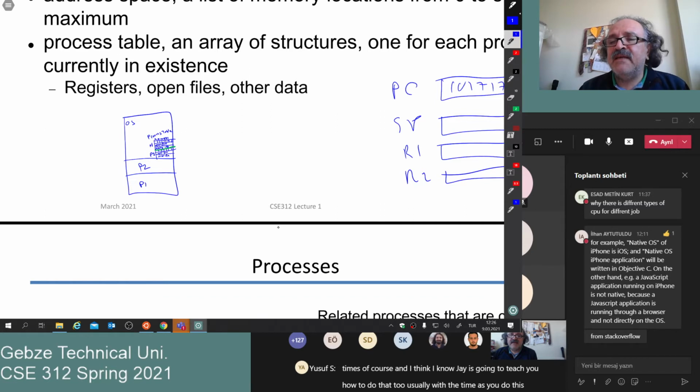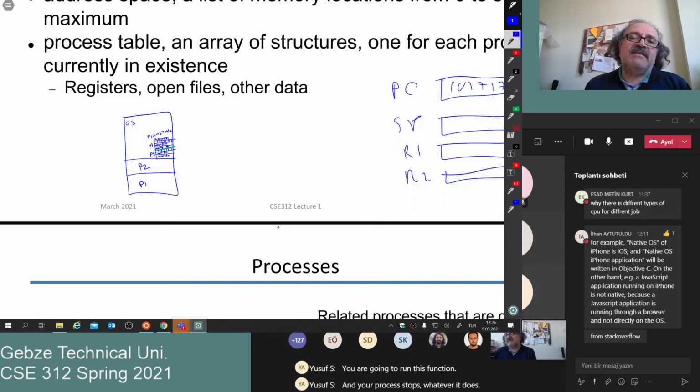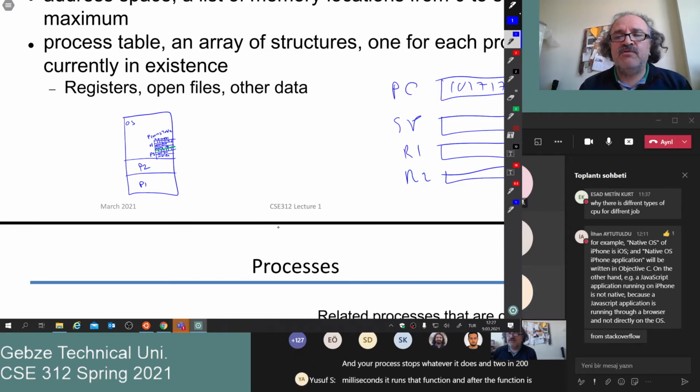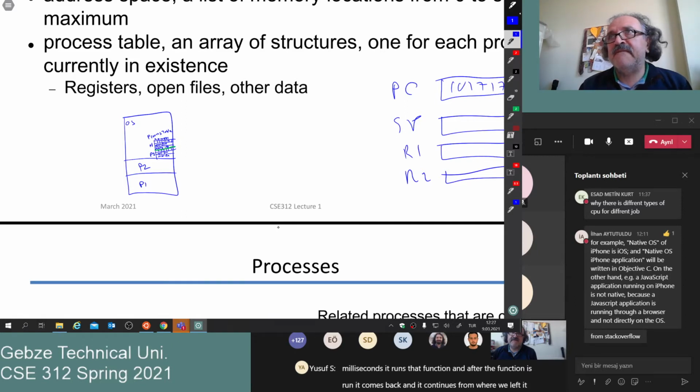You say that in 200 milliseconds, I'd like you to stop whatever you are doing and run this function. So in 200 milliseconds, you are going to run this function. And your process stops whatever it does, and in 200 milliseconds, it runs that function. And after the function is run, it comes back and continues from wherever it left.